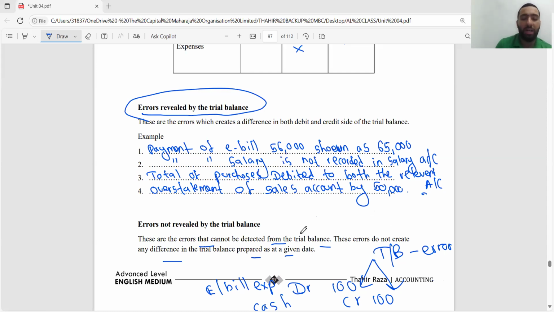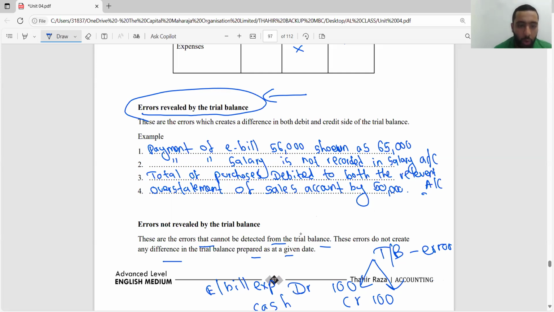Right. Number 1, payment of electricity bill 56,000 shown as 65,000 in the electricity bill account. So we all know that one side will be higher by 9,000. Then this will show an error. Okay. Trial balance will not tally. The second one, payment of salary is not recorded in the salary account. It has been recorded in the cash account, but not in the salary account. It is done on only one side. If it is not recorded on one side only, there will be a difference in the trial balance. Very simple. Salary is not recorded only in the salary account, so there will be a difference in the trial balance.